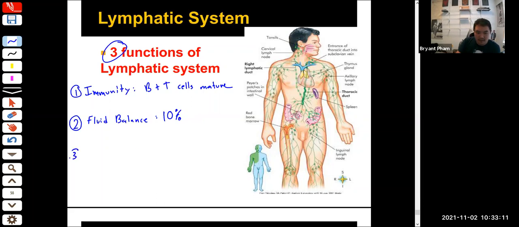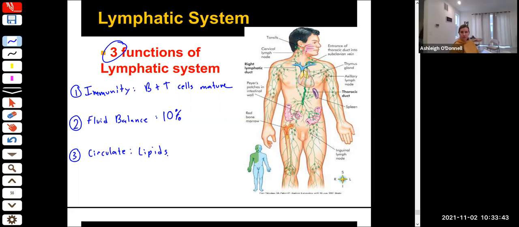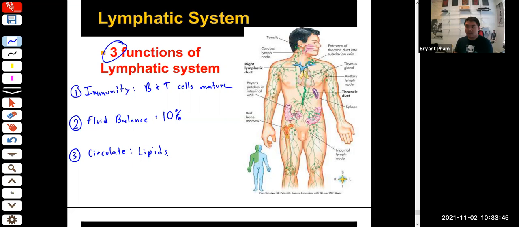Third function here is that it's going to circulate lipids. Can I just dump lipids, i.e. fats, into my blood? Why not? Why can't I just dump lipids into my bloodstream? Why do I need a whole different system to circulate lipids? They're sticky, so they'll cause clogs. And lipids and water, they don't mix.